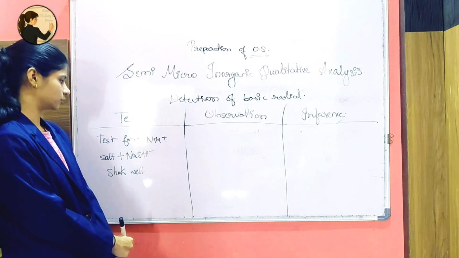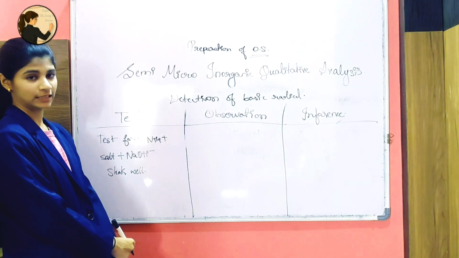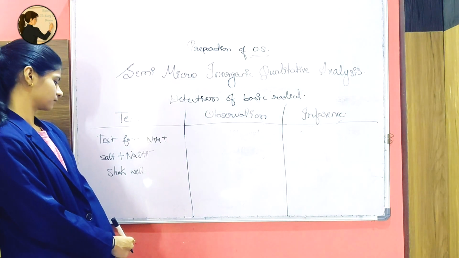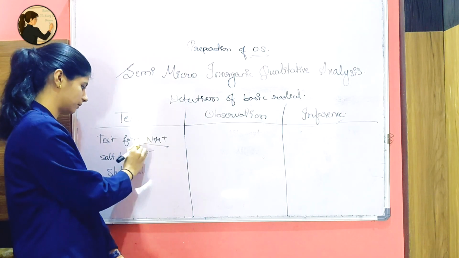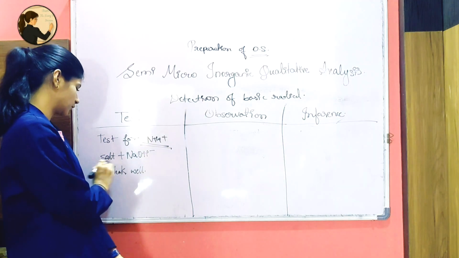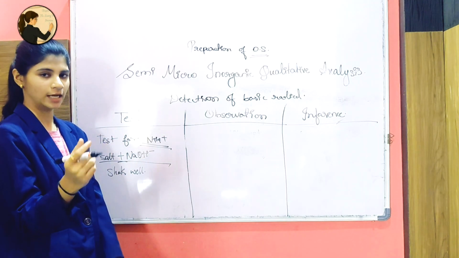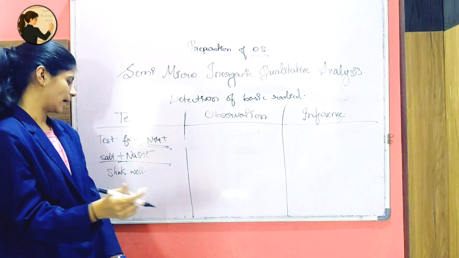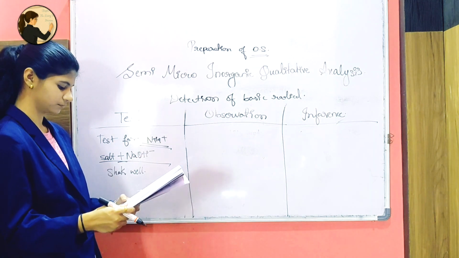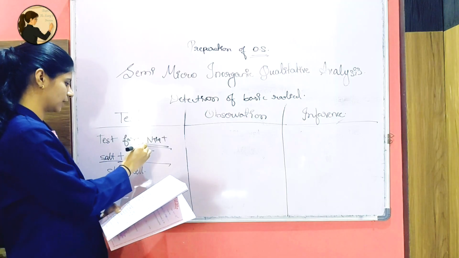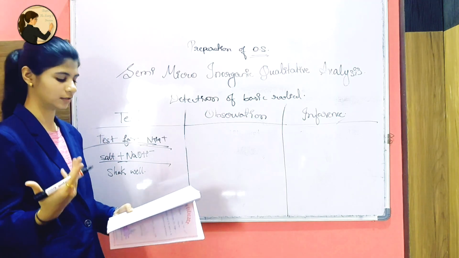Now what you are going to do is, you will take a test tube in which you will add salt. Test for NH4 plus, in which you will take salt plus NaOH. You will take a test tube, add 1 spoon of salt, add NaOH and shake well. Test for NH4 plus, this is the heading, you should write it in bold handwriting.